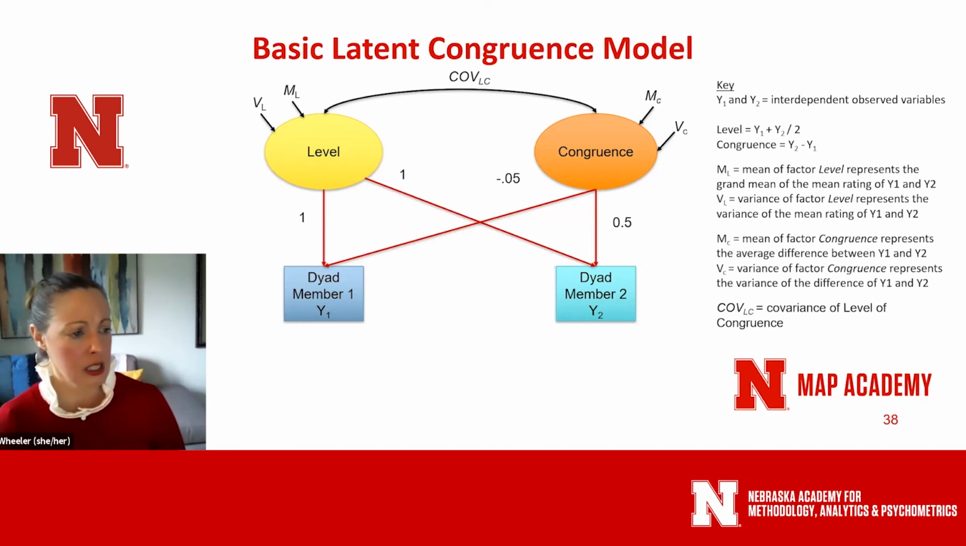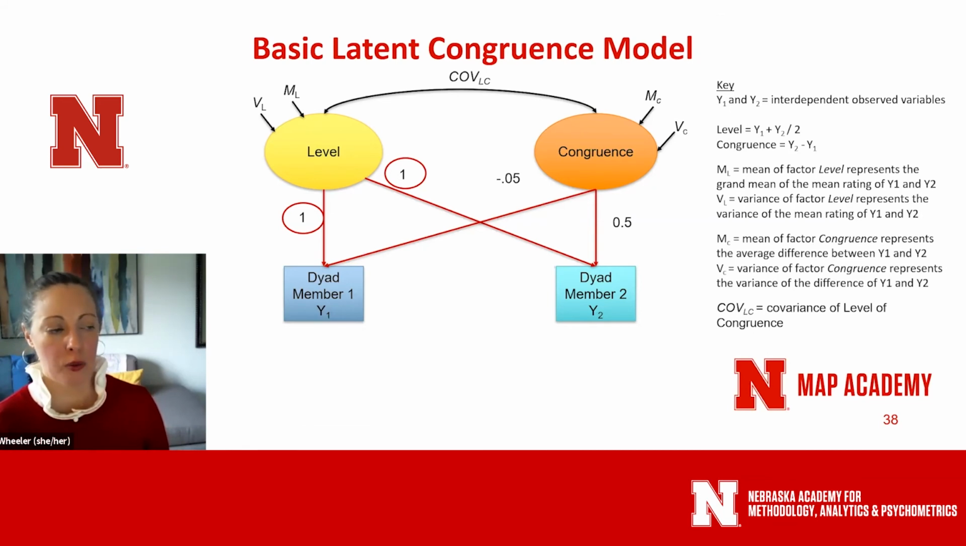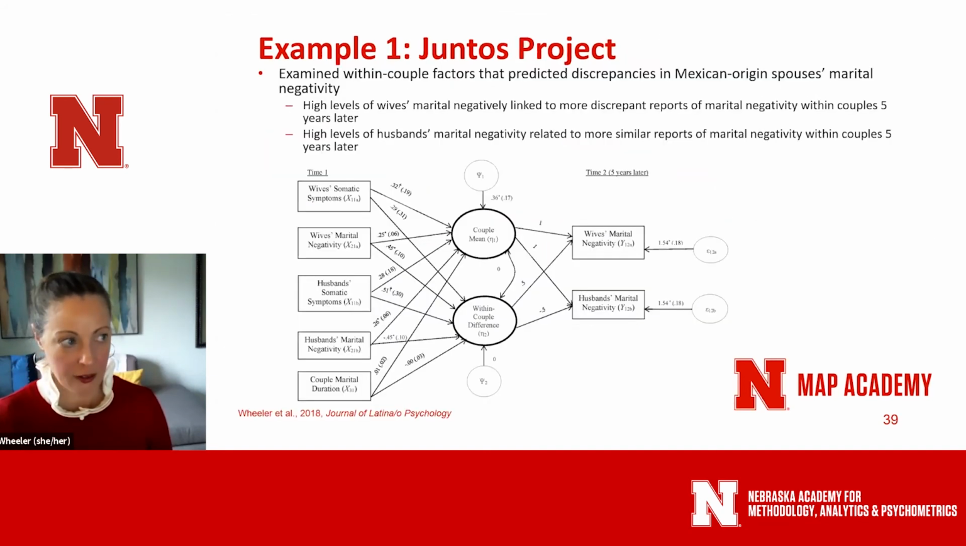You can also see those red lines. For the level, we have a line going to both dyad member scores, and you can see that those are constrained. Those are constraints we put on our model so that it produces the equation I just talked about, Y1 plus Y2. Then we have constraints for congruence, the negative 0.5 and the 0.5. These are basically the way we work around to get the latent congruence factor to represent the difference in the scores.